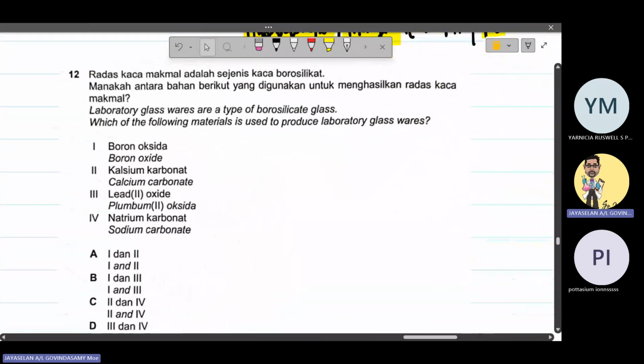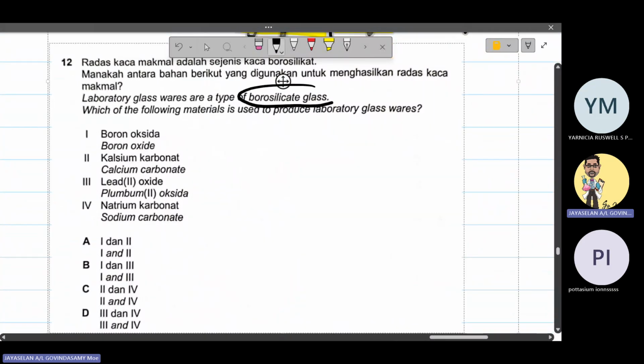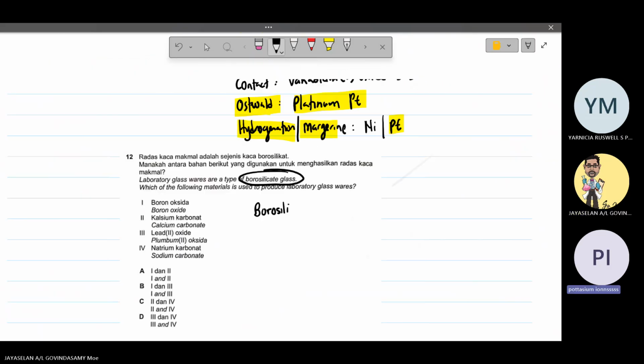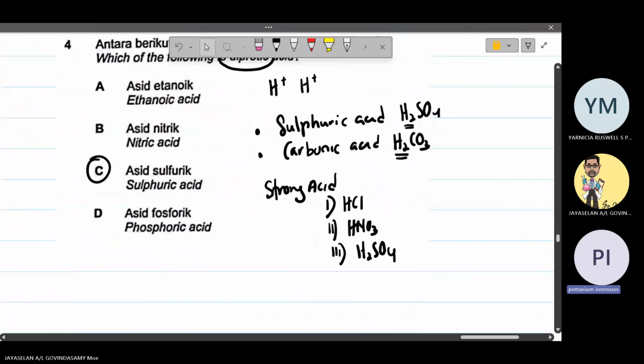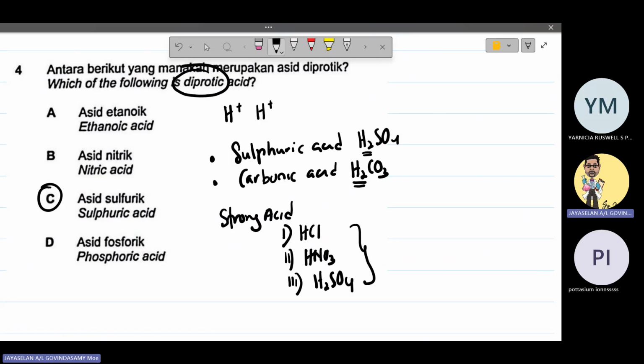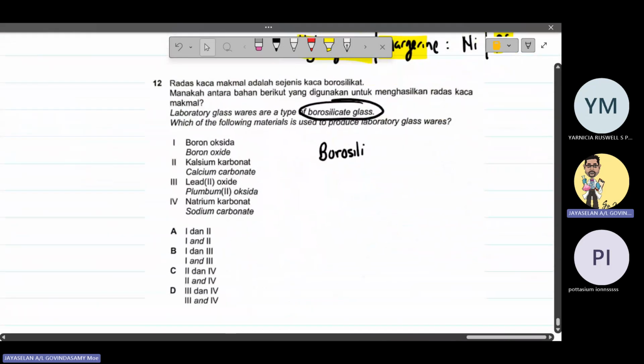Next one, look at this one. Laboratory glassware is made up of what glass? Borosilicate glass. Sorry, the strong acids are HCl, HNO3 and H2SO4. Only these three are strong acids. The others are all weak acids. Hydrochloric acid is monoprotic, and nitric acid is also monoprotic. Okay, we go for our next question.